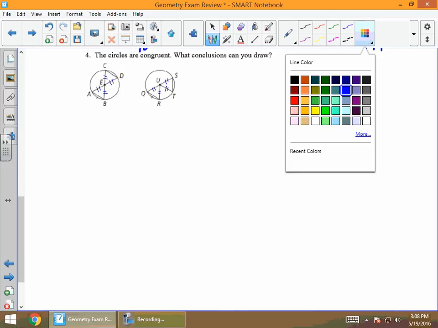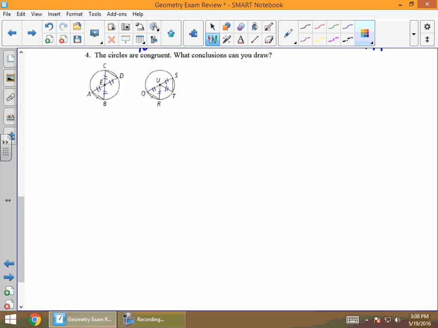So I'm going to change colors here just so I can start seeing the angles. Let's go with a green color. Angles that are congruent. Because arc AB is congruent to arc QR, then this angle and this angle are the same. There's a theorem that says that if arcs are congruent, then their central angles are the same. All right.